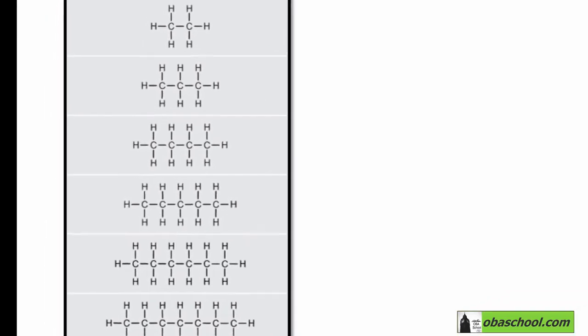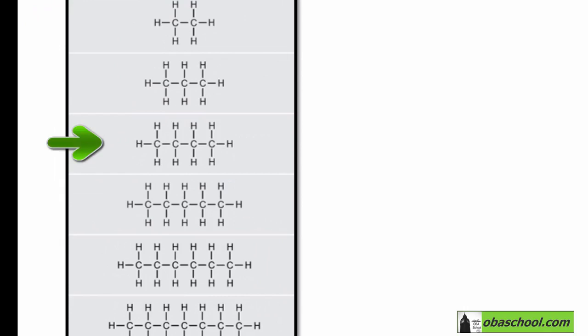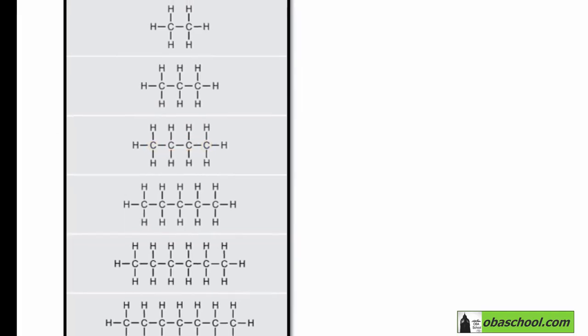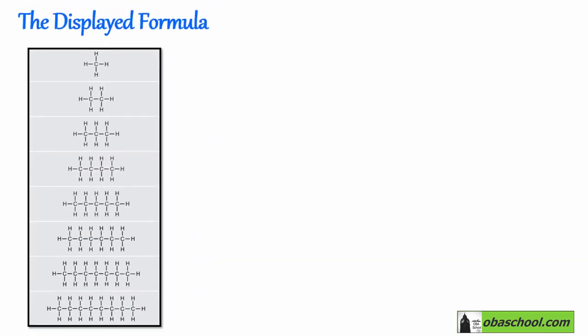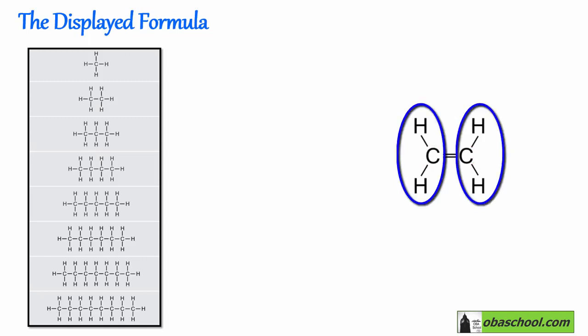In this one, for example, we have four carbon atoms where these two carbon atoms are bonded to three hydrogen atoms and to one carbon atom as well. So this type of formula will show every atom and every bond. If we take ethene, for example, C2H4, this is the displayed formula. So we have the two carbon atoms where we have a double bond between them, and each carbon atom is bonded singly to two hydrogen atoms.